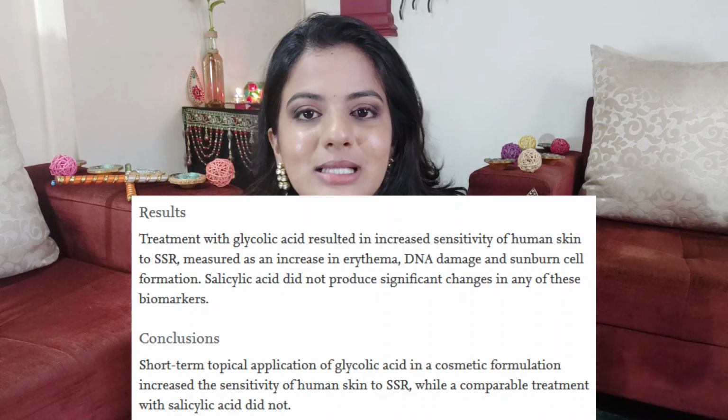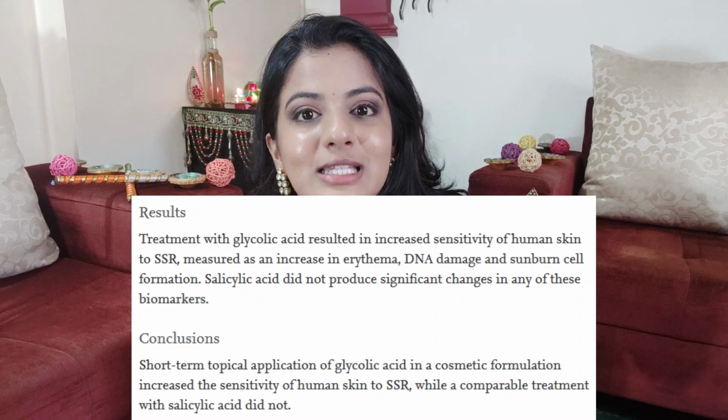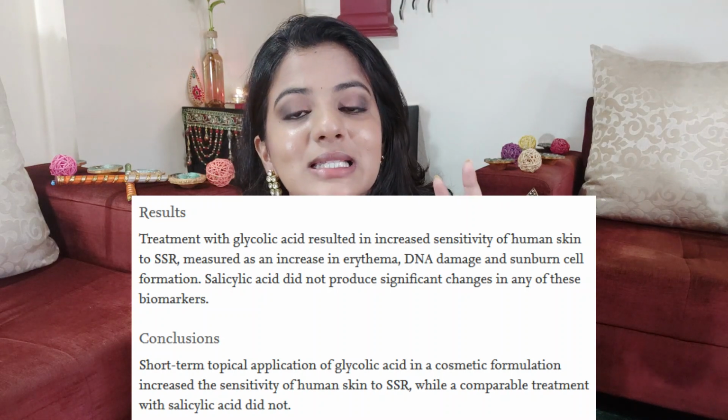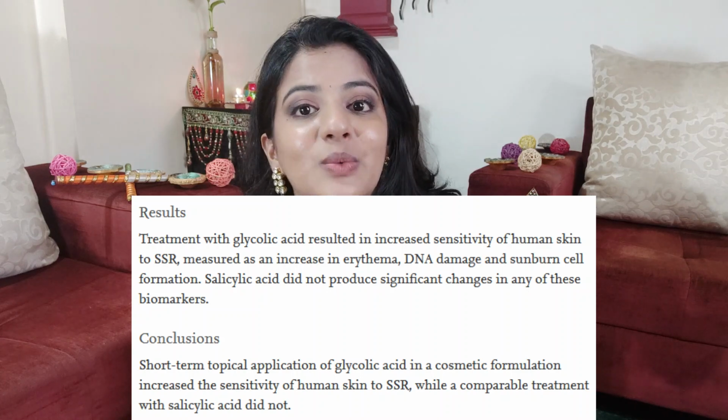Which means that you can use salicylic acid in the morning, and with exfoliation it will also protect your skin. In a study that I read, they used glycolic acid and salicylic acid, and they were testing for sun sensitivity, and the result was that the skin did get sensitive with glycolic acid. However, there was no sensitivity seen in the people that they used salicylic acid on.